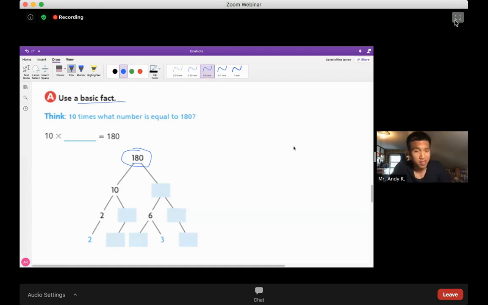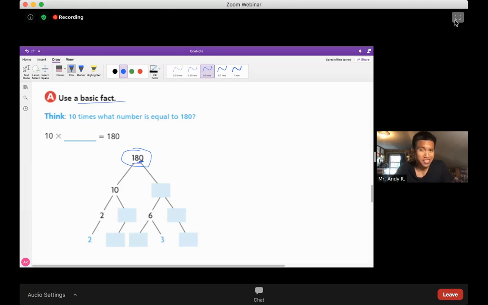Or you can think of it like this: 180 can be divided by what? What can you divide 180 by? Because remember, multiplying and dividing are opposites of each other. Okay, so a lot of you said 10 and others said 18. Good job, everyone.